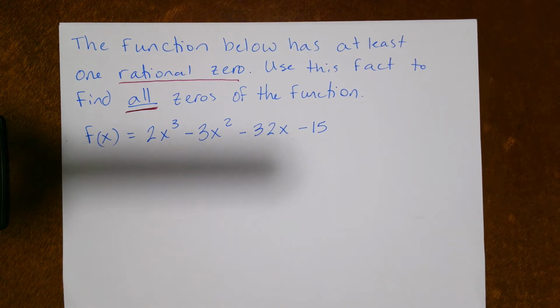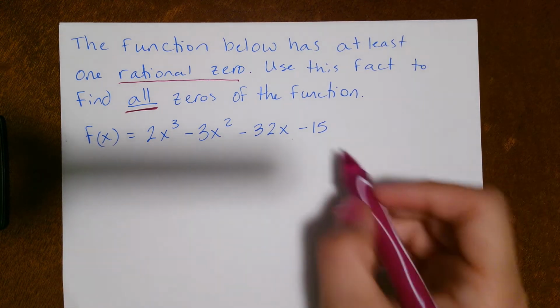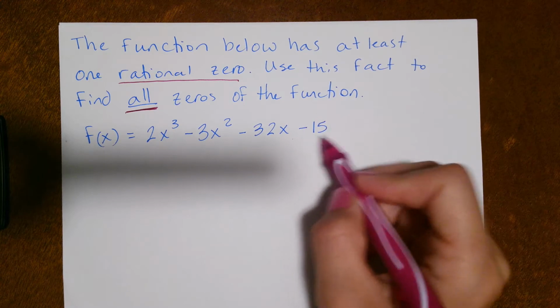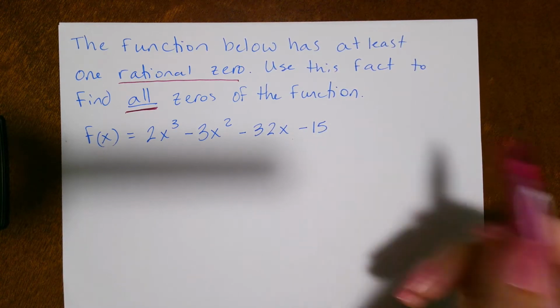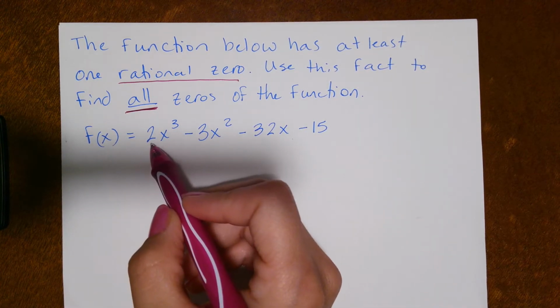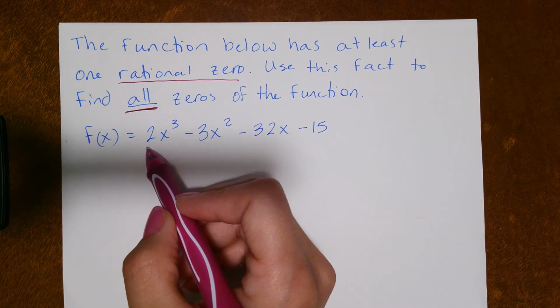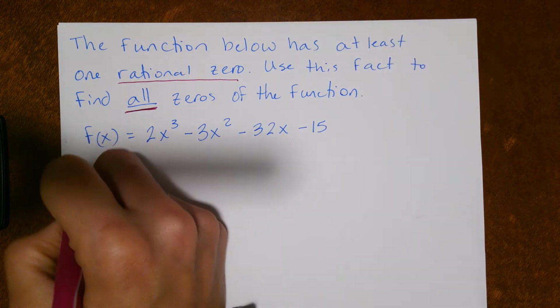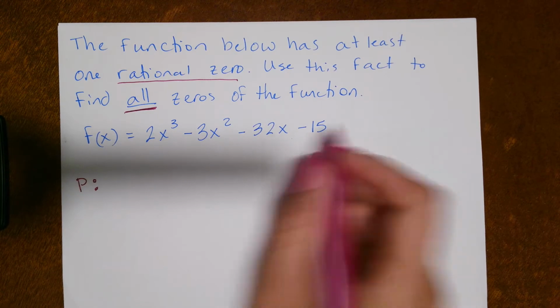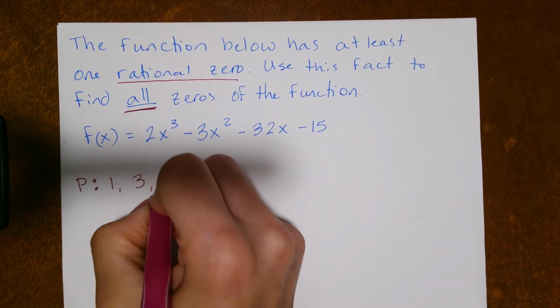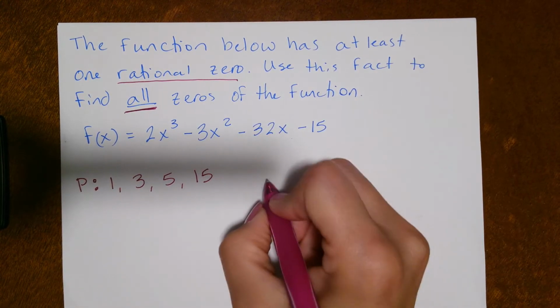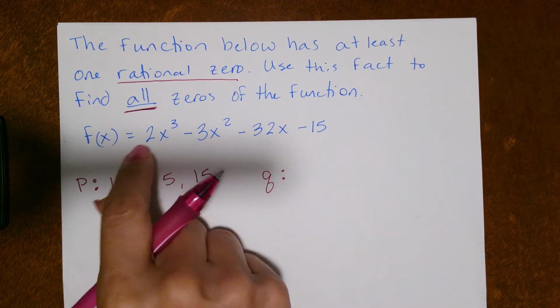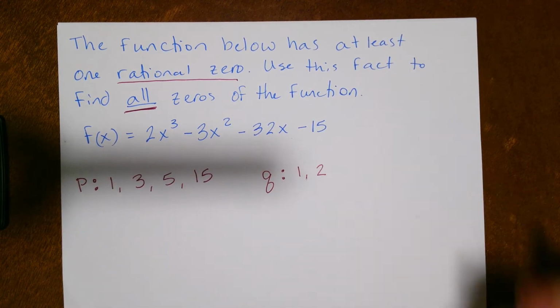So we're going to start with the rational zeros theorem that tells me to take the factors of p, which is my constant, and divide them by the factors of q, which is my leading coefficient. So all of the factors of p, factors of 15, we have 1, 3, 5, and 15. And the factors of q, my leading coefficient, 1 and 2.